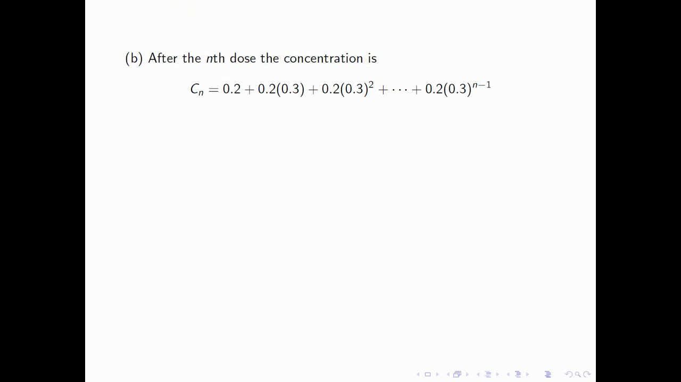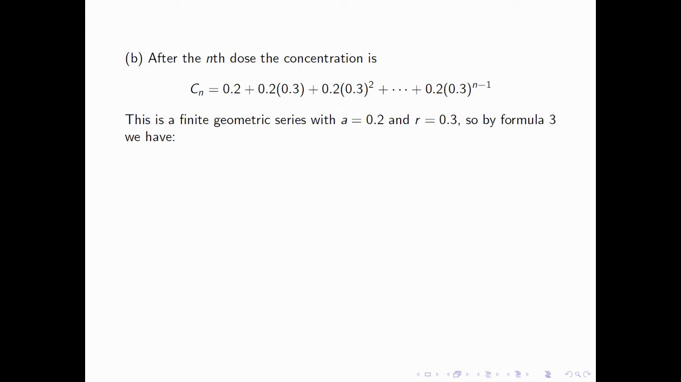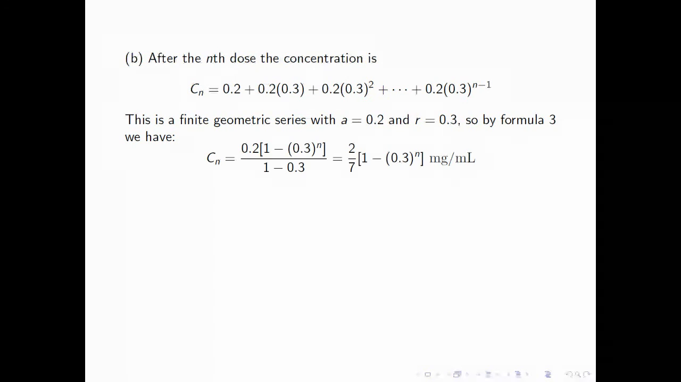After the nth dose, the concentration looks like this. Cn is 0.2 plus 0.3 times 0.2 plus 0.3 squared times 0.2, and so on up to 0.3 to the n minus 1 times 0.2. And this is a finite geometric series, and so we've got a formula to calculate that. That number comes to 2 divided by 7 times 1 minus 0.3 to the power n milligrams per milliliter.